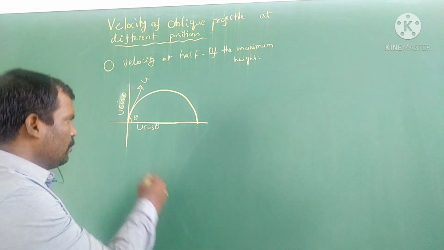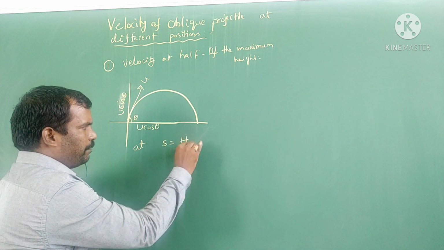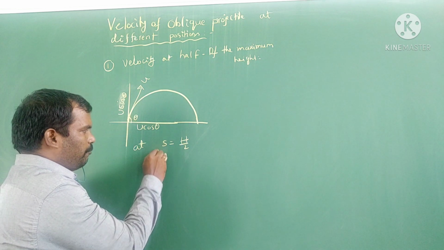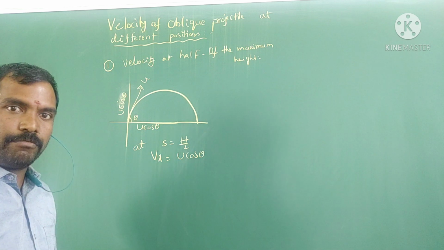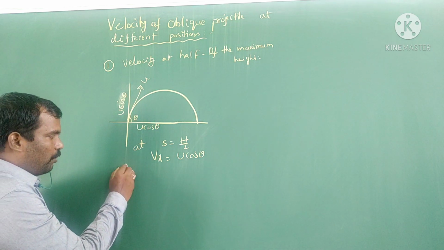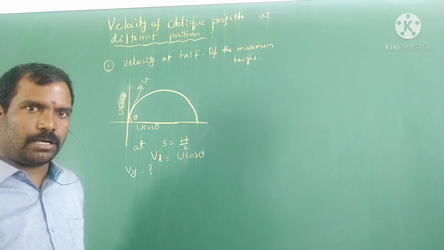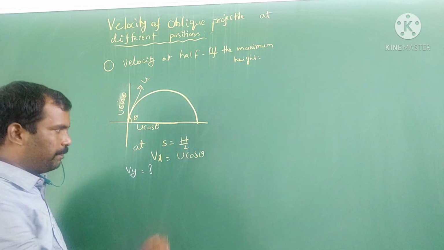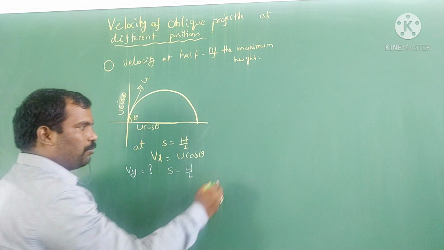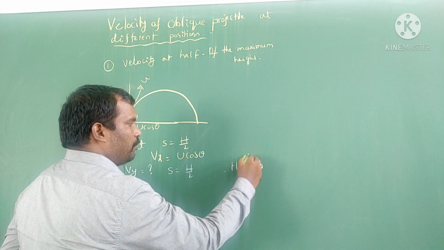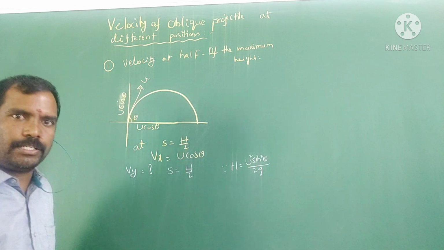Now, at s equal to h by 2, horizontal velocity vx is equal to u cos theta. This remains constant. But vertical velocity we want to calculate. Vy is equal to how much, I want to calculate. Now for that, s is equal to h by 2. We know h is equal to u square sin square theta by 2g.